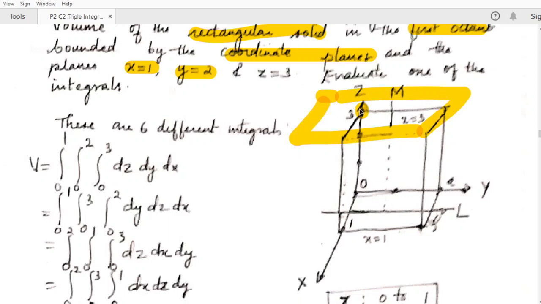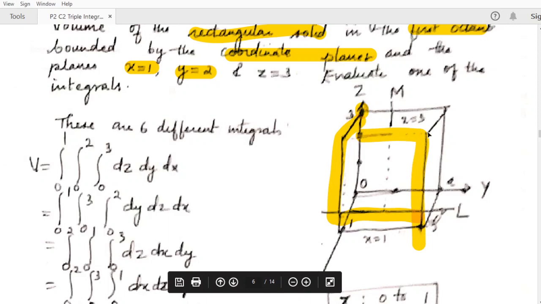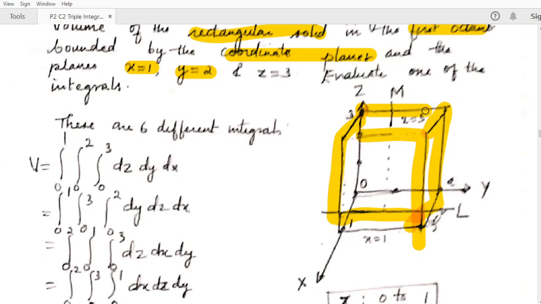So the solid bounded by all these planes is this rectangular region that we are getting, a rectangular solid. So this is the solid which is bounded by all these planes. Okay, so this is our solid.